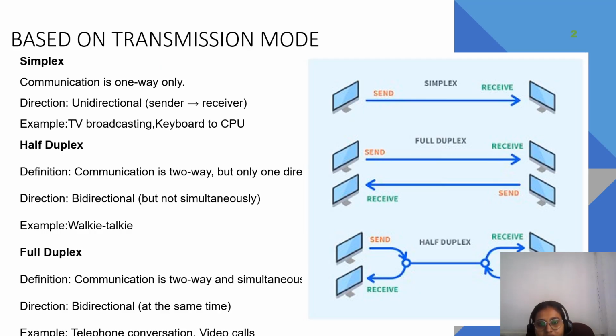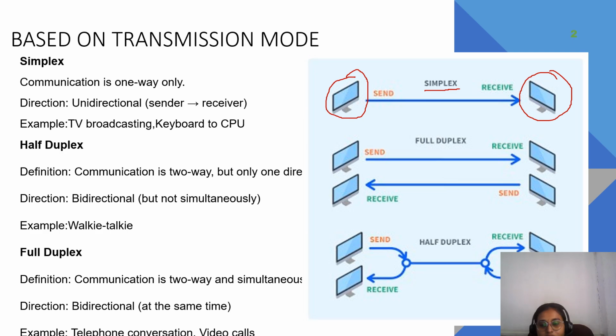Based on transmission mode, we have simplex, half duplex and full duplex. So what is simplex? The communication will happen only one way. We have a sender and a receiver. From the sender side to the receiver side, at a time only one communication is happening. This is what we call the simplex method.